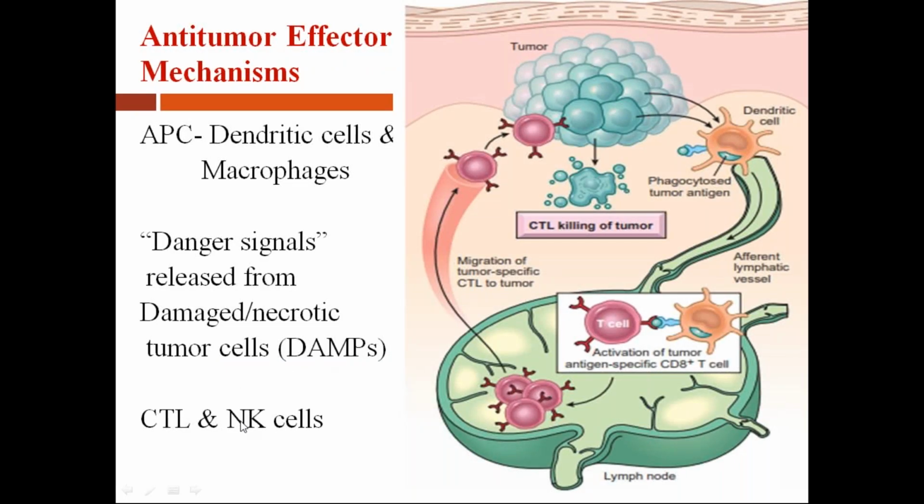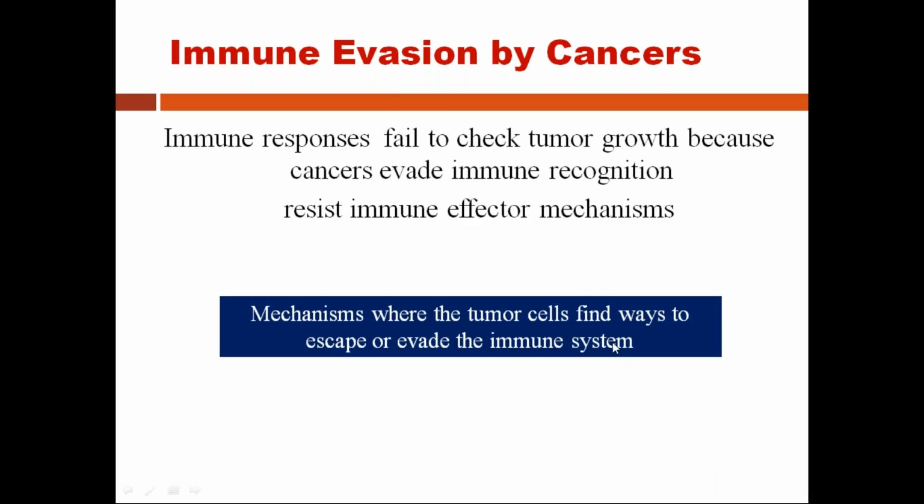The same is the function of natural killer cells also. It has the same function as that of the cytotoxic T lymphocyte. So next, till now I have spoken about how the immune system can damage the cancer cells. Now, can the cancer cell escape from the immune system?